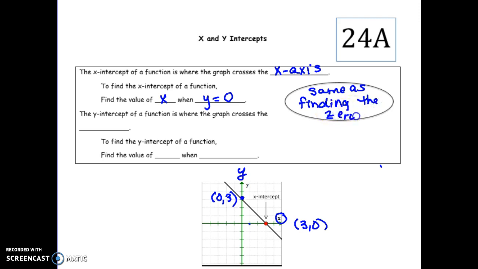Okay, the y-intercept of the function is where the graph crosses the y-axis. To find the y-intercept of a function, we want to find the value of y when x is equal to 0.